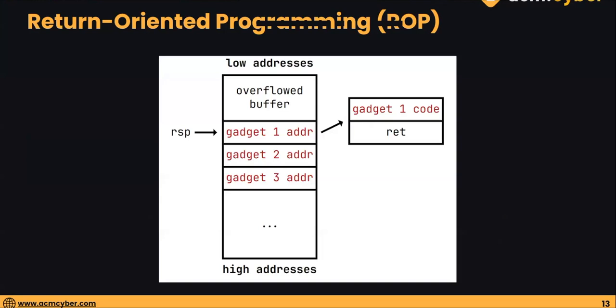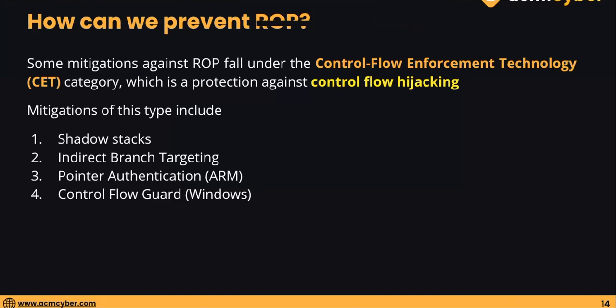This is just a little diagram of how ROP gadgets will be put on the stack. I'm not going to go too technical about it, but basically you can put them one after another such that they trigger one after another, and in that sense you can do what you want with it. So how can we prevent ROP?